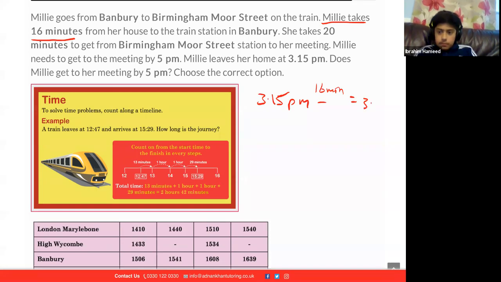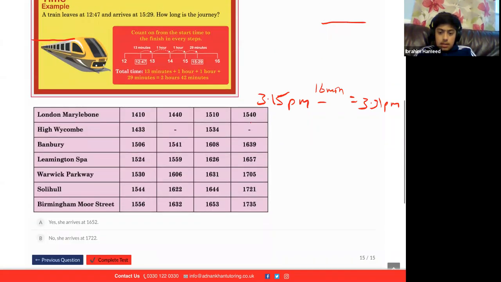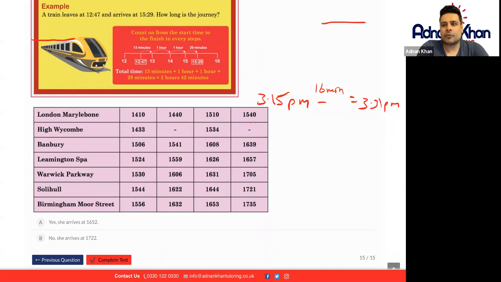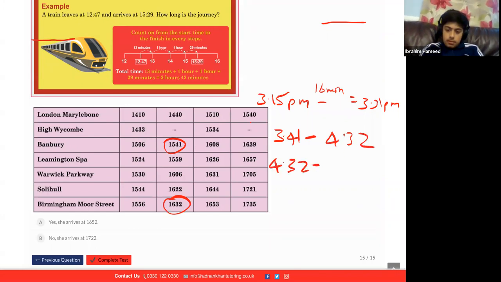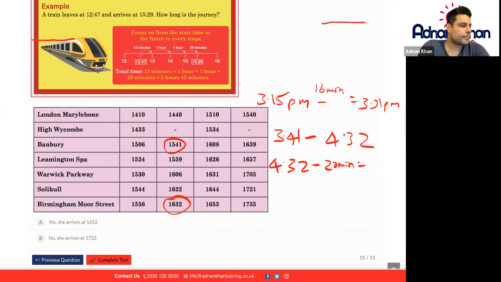And then 20 minutes to get from. So then by that time, the next train she can get is going to be the 3:41 train. Okay, let's just highlight that. Yeah, so 3:41 train now. And then by the time she gets to Birmingham, it's 4:32. So the 20 minutes that she needs to take to walk to a meeting would make it 4:52.